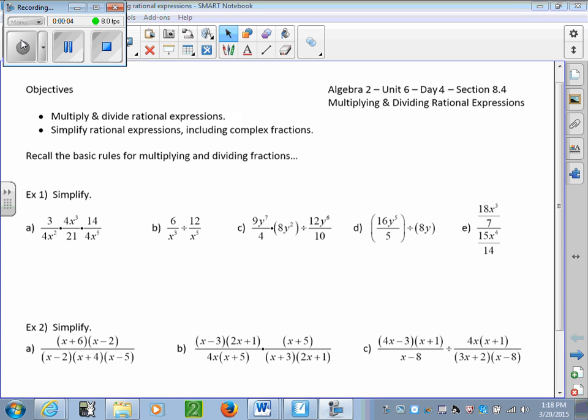Okay, I'm going to quickly take you through multiplying and dividing rational expressions. Okay, so there's two ways we can do this. We're going to do it a way without a calculator and a way with a calculator. Okay, so let's just start with this first one.